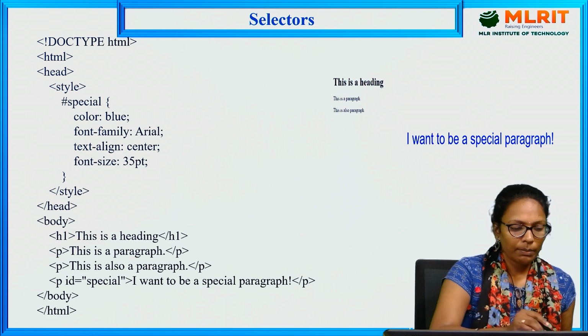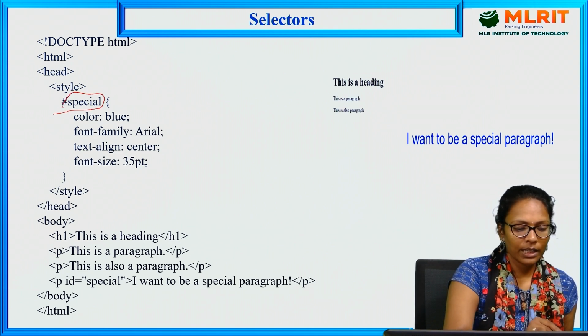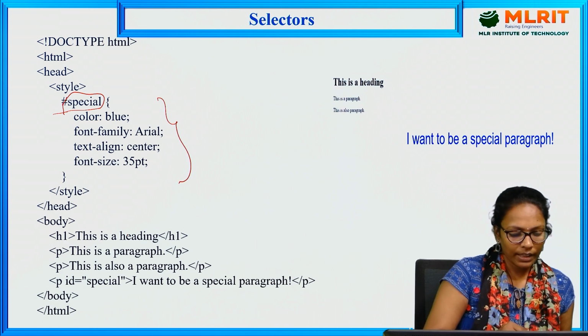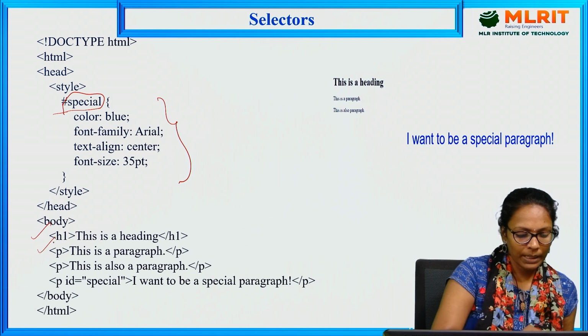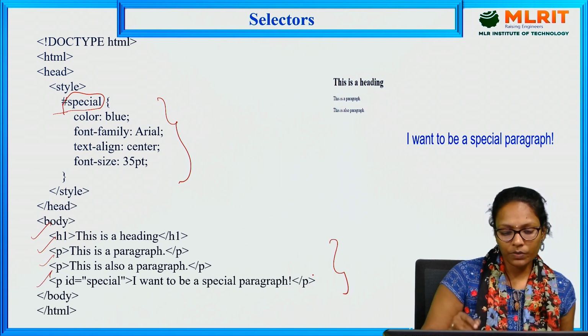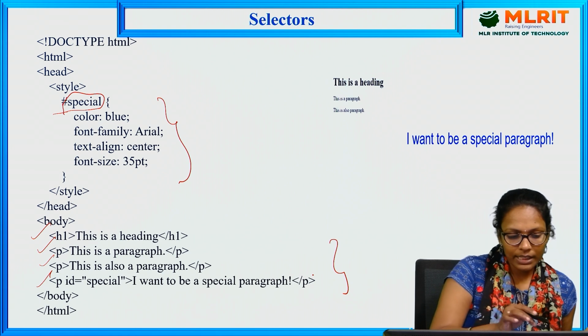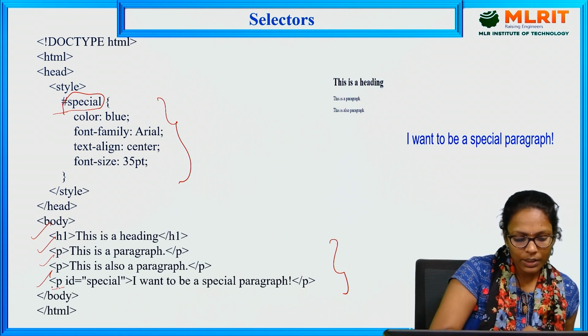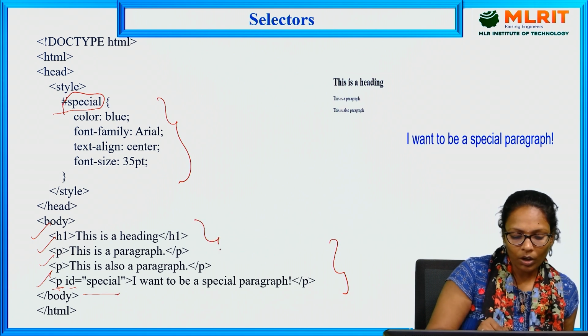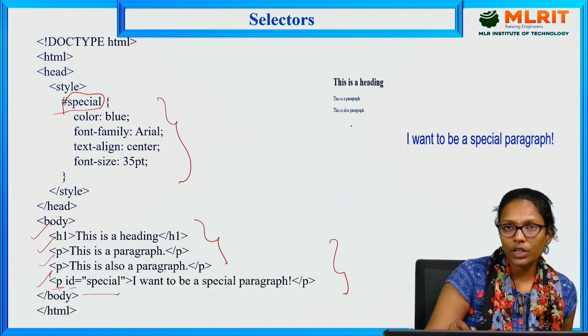So this is an example: hash special, the ID name is special, and if the ID name is special, apply all these styles. Here I am writing a different set of elements. What are the elements you are writing? H1, P, P, P. We have 3 paragraphs, but out of these 3 paragraphs, I am writing this ID only for the last paragraph. For the last paragraph, the ID name is special. For the remaining, you are not applying any styles, so you can check the output.